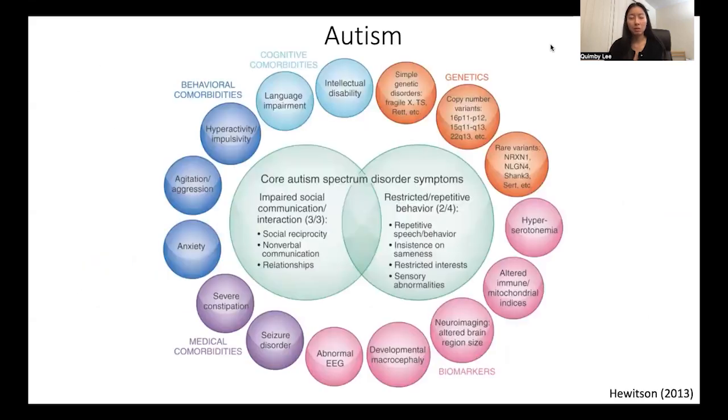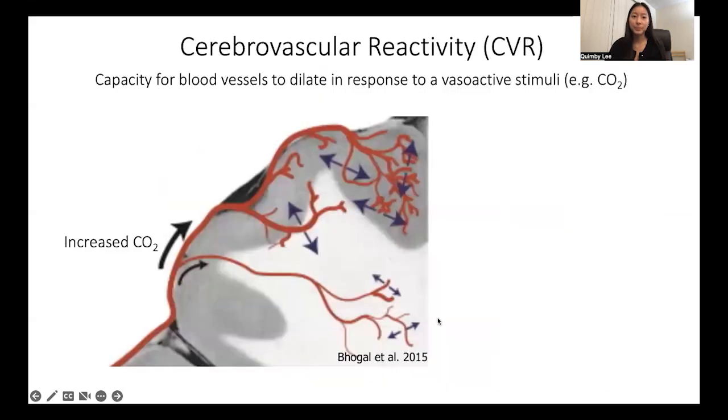Autism is a neurodevelopmental condition that's characterized by impaired social communication and interaction, as well as restricted and repetitive behaviors. And although autism is diagnosed based on these two factors, there's a variety of behavioral comorbidities, genetics, and other biological factors that contribute to a heterogeneity in autism.